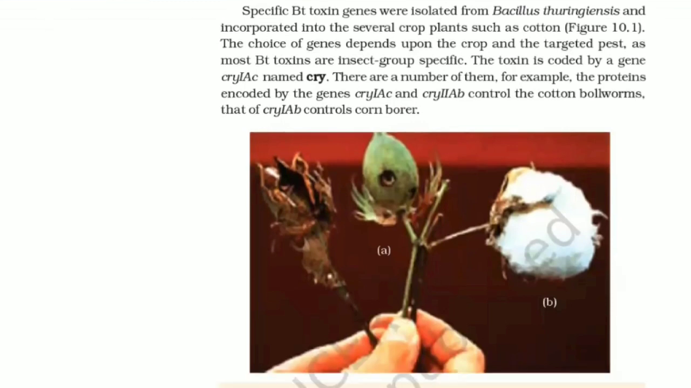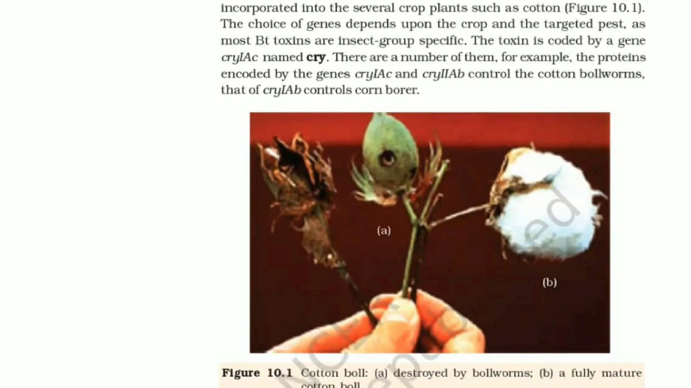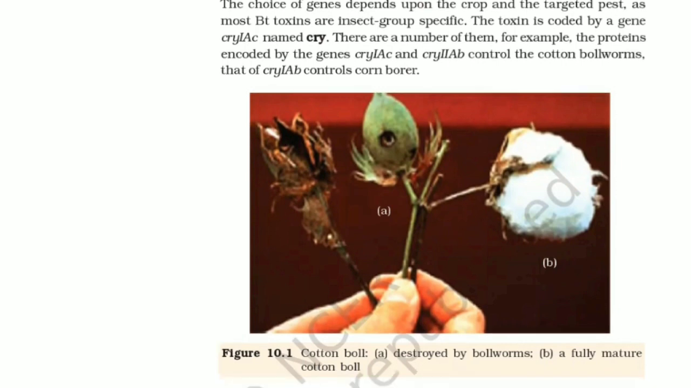Specific Bt toxin genes were isolated from Bacillus thuringiensis and incorporated into several crop plants such as cotton, as shown in figure 10.1. The choice of genes depends upon the crop and targeted pest, as most Bt toxins are insect group specific. The toxin is coded by a gene named cry. There are a number of them. For example, the proteins encoded by the genes cryIAc and cryIIAb control the cotton bollworms. That of cryIAb controls corn borer.